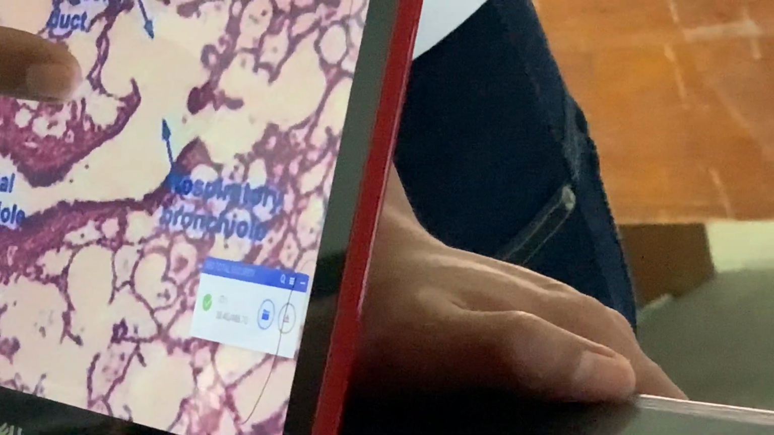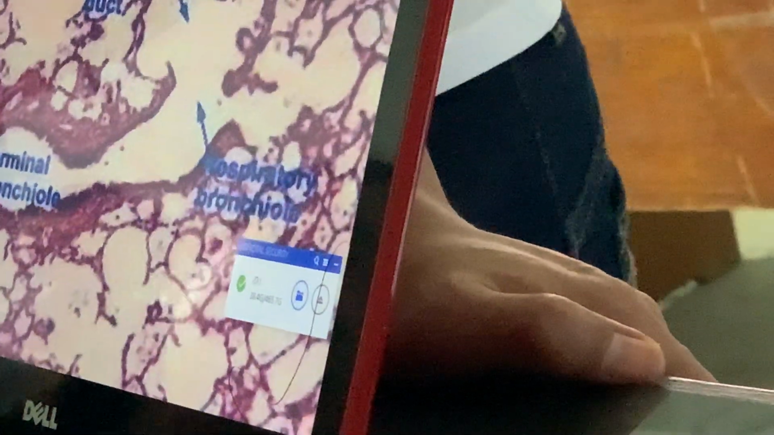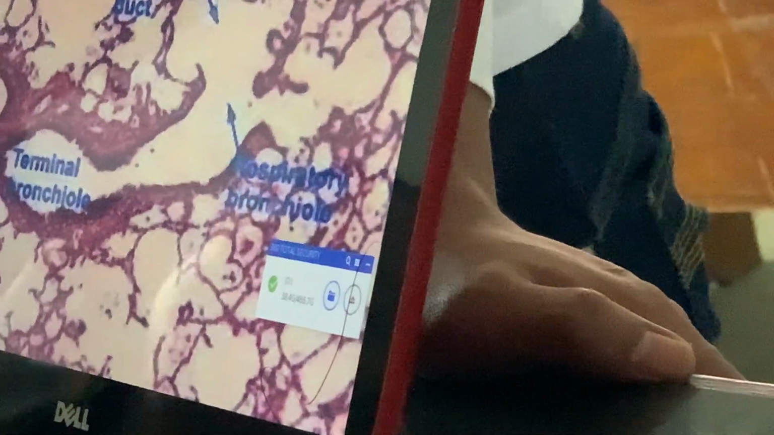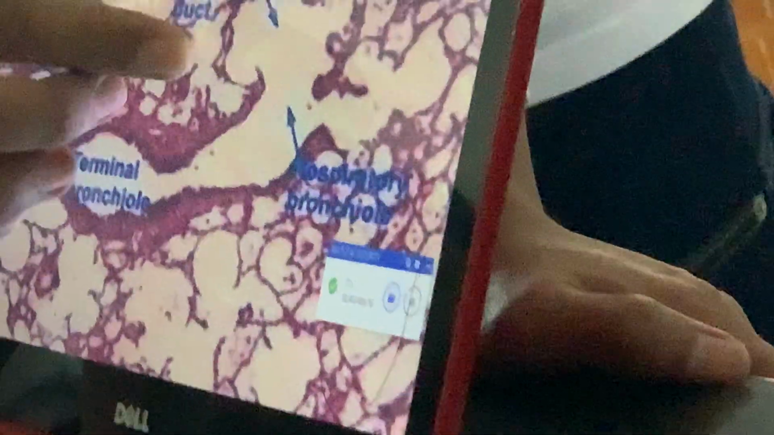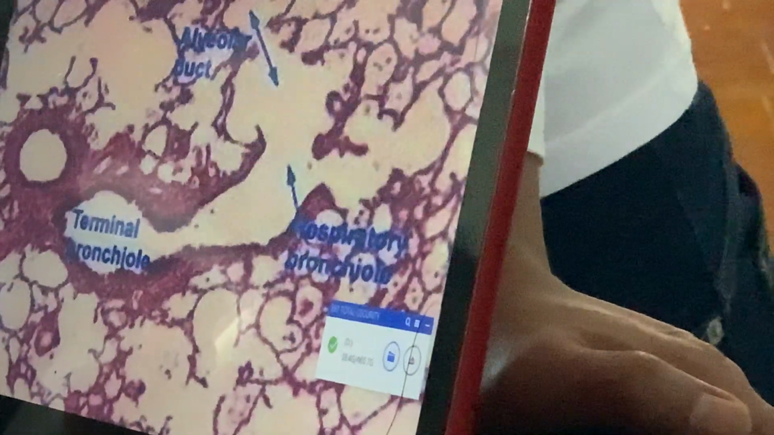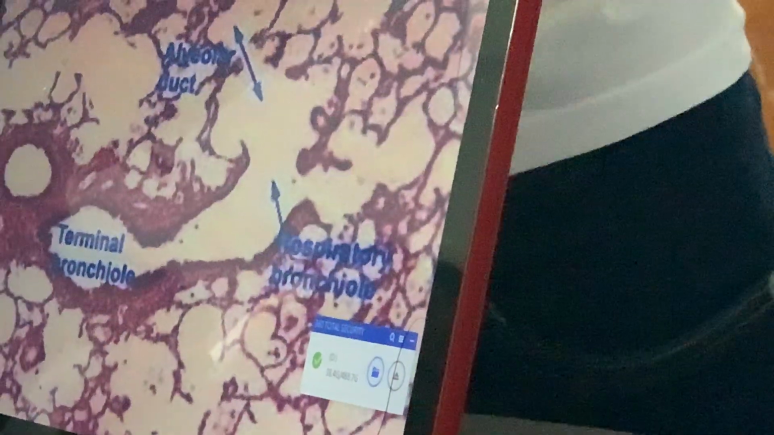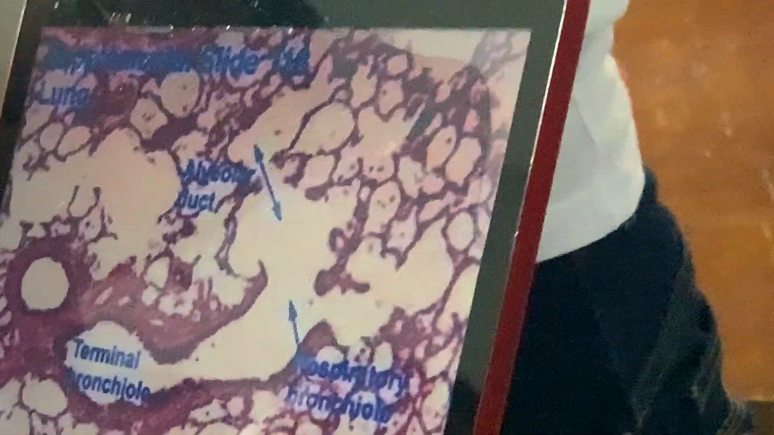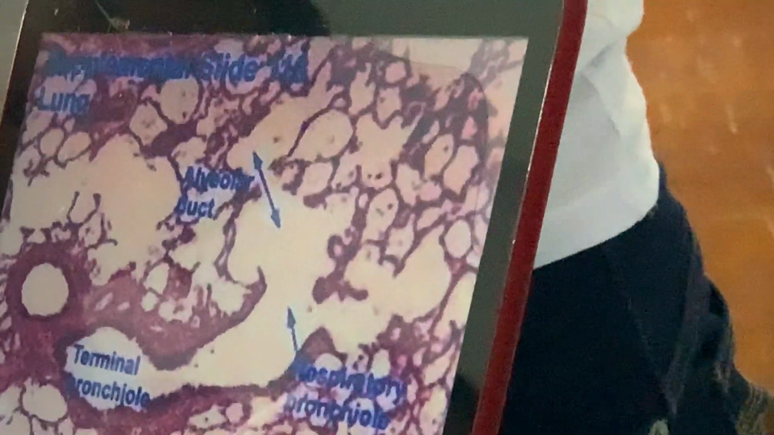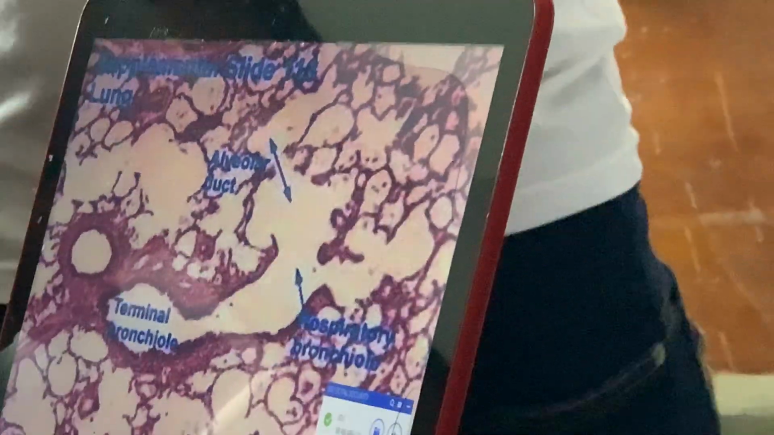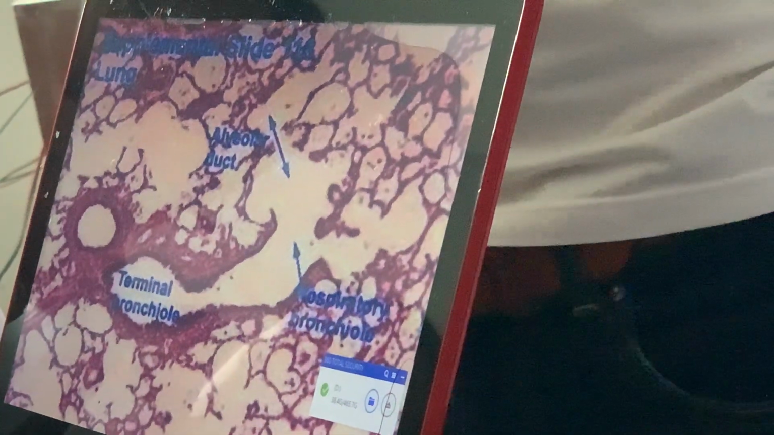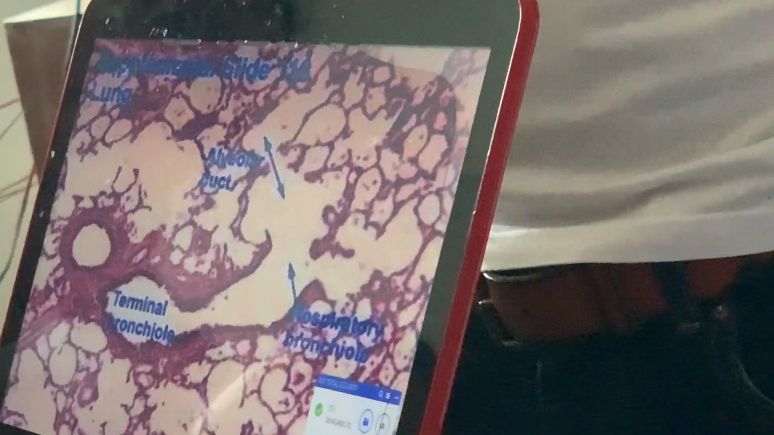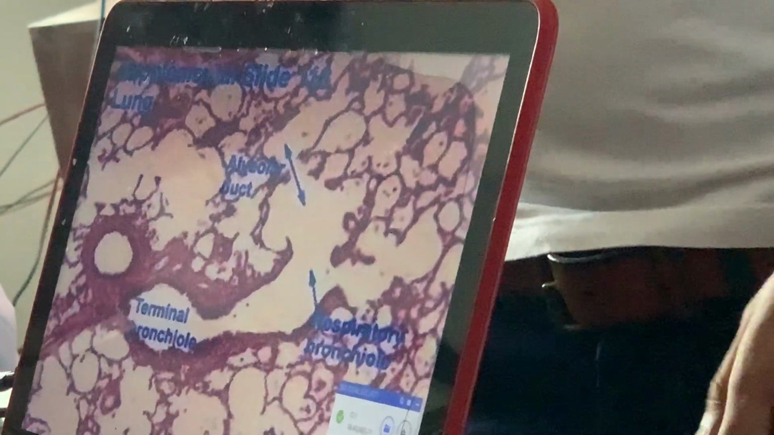This one. There's already simple squamous. There's respiratory already. To differentiate, look for the alveoli. If there are alveoli and still simple cuboidal, that's already the respiratory bronchiole. But of course, if purely alveoli, that's already alveoli. Then the sac, the duct, the alveolus.